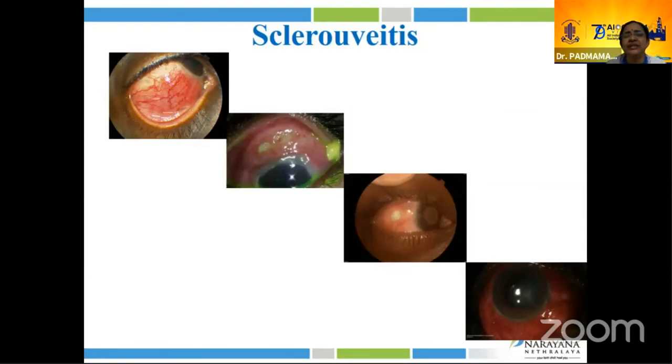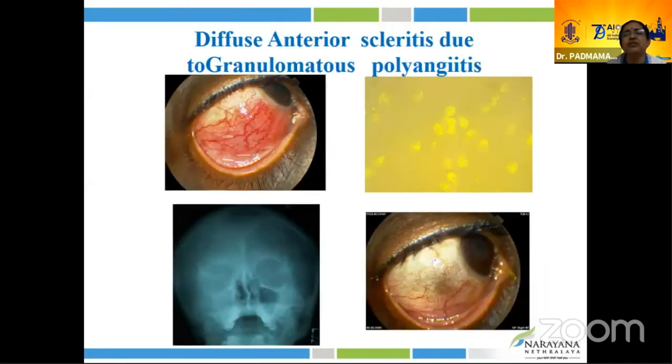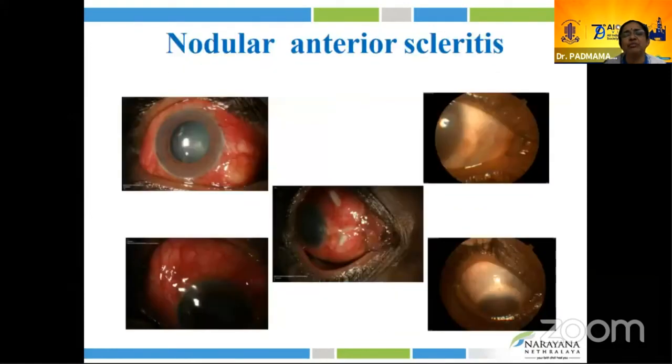Next, we'll move on to the entity sclerouveitis. It can have diffuse or nodular scleritis associated with uveitis. Here is a case of diffuse anterior scleritis with uveitis secondary to granulomatosis with polyangiitis, based on associated sinusitis and positive C-ANCA titer. The patient responded well to systemic steroids and systemic immunosuppressive therapy.